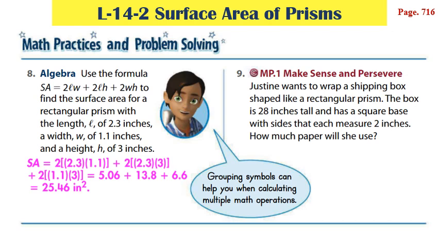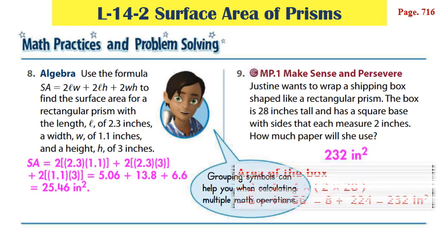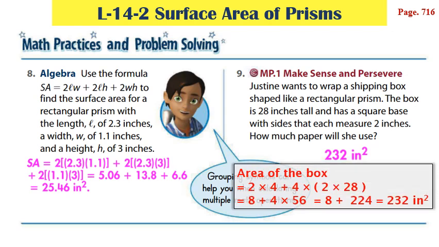Again. Justine wants to wrap a shipping box shaped like a rectangular prism. The box is 28 inches tall and has a square base with sides that each measure 2 inches. How much paper will she use? Did you get the answer? Very good. 232 square inches. Area of the box equals 2 times 4 plus 4 times 2 times 28, equals 8 plus 4 times 56, equals 8 plus 224, equals 232 square inches.